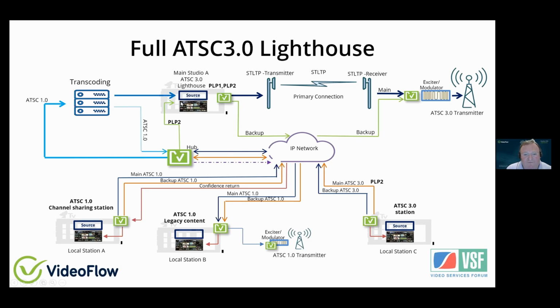The Lighthouse itself can send it on an A and B path to the channel sharing station. Continuous service is provided. Also, using the tunnel, one can have confidence return, so that the station can see what reaches the channel sharing station. If you want to share the content locally, once again, the A and B path come into play. You send that in, and that sends the signal as an STL to an ATSC 1.0 transmitter.